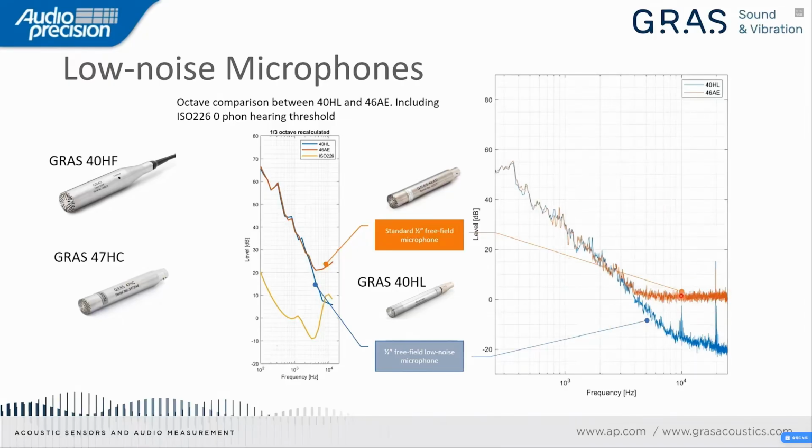Here we can see that we have 2 harmonics, and in the case of the standard microphone that has a higher noise floor, these 2 harmonics are masked by the noise floor of the microphone itself. So we almost cannot measure these harmonics. But in the case of the GRAS 40HL that has a lower noise floor, we can very well see the harmonics and characterize the signal.